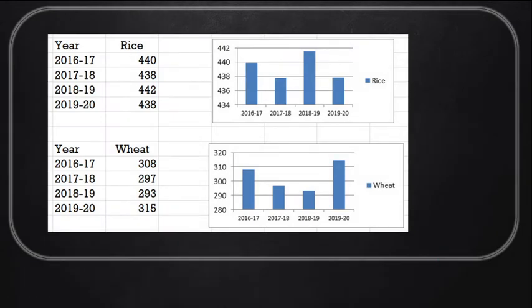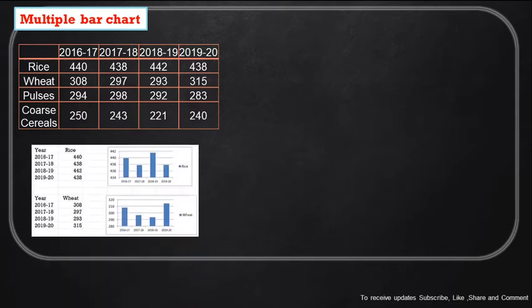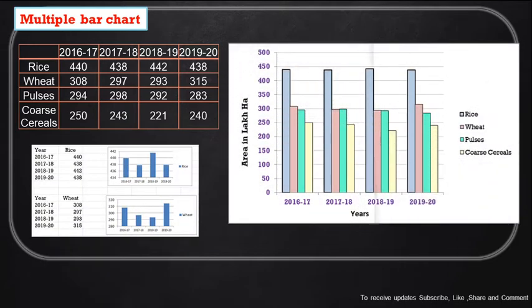Now, suppose I have another variable, rice and wheat over a year. So, I can have two bar diagrams. Instead of having multiple individual bar diagrams, I can have, in a single diagram, multiple bars, such as in 2016, what is the area under cultivation for the rice, wheat, pulses and cereal. This is area in lakhs hectare. Each bar represents the particular crop and they are distinguished by different colors, so as to easily identify the nature of the graph.